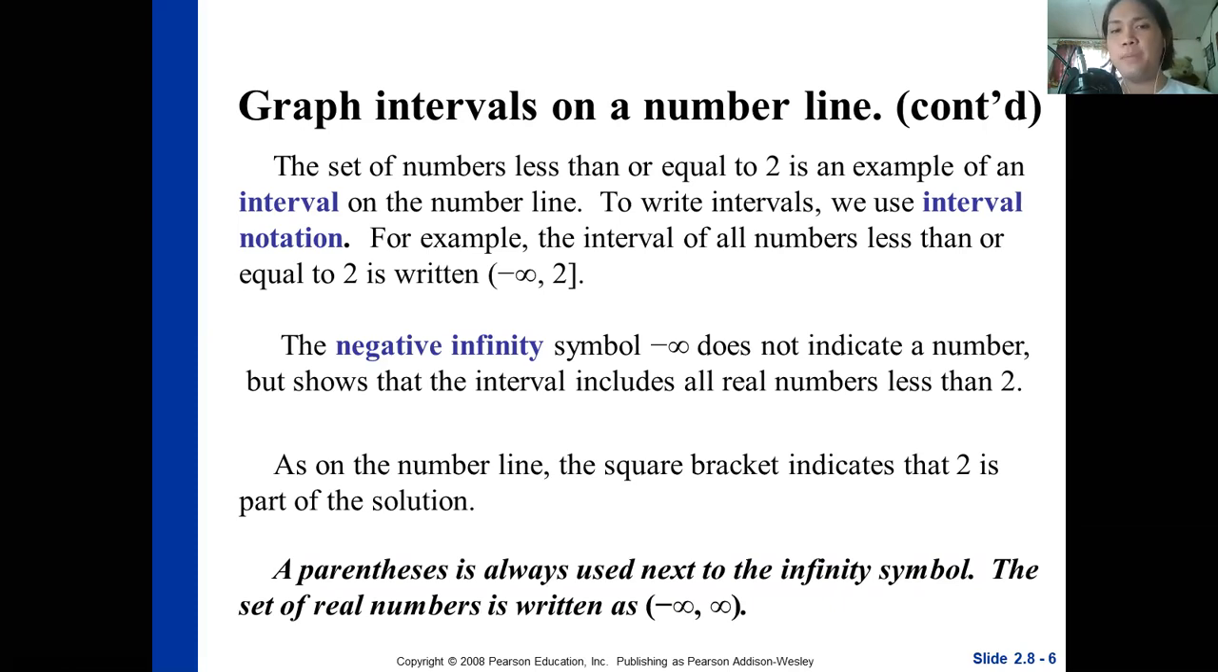So let's proceed. A parenthesis is always used next to the infinity symbol. The set of real numbers is written as this: negative infinity and infinity. As what I have said a while ago, you are not allowed to use the brackets for the infinity, for both positive and negative. Why? Because you cannot close it. The meaning of infinity means continuity. So it is continuous, so you cannot close it. You cannot close the infinity because it shows continuity. So it goes forever.